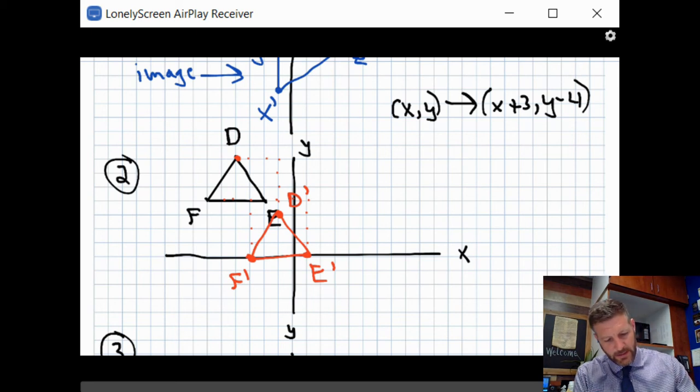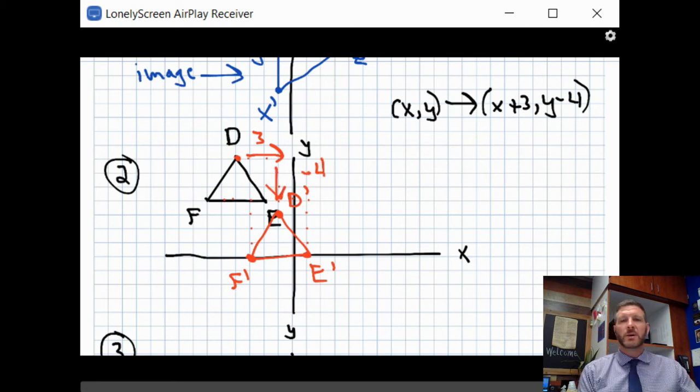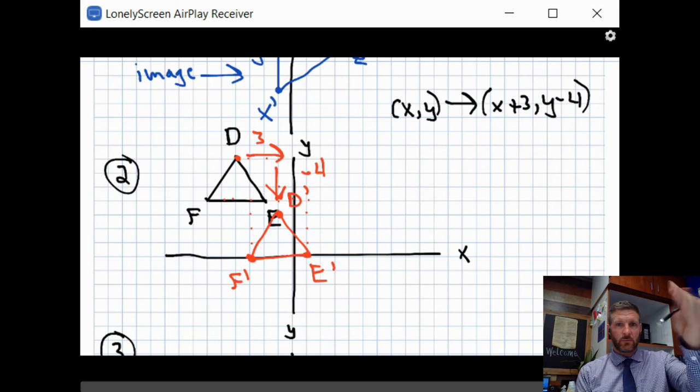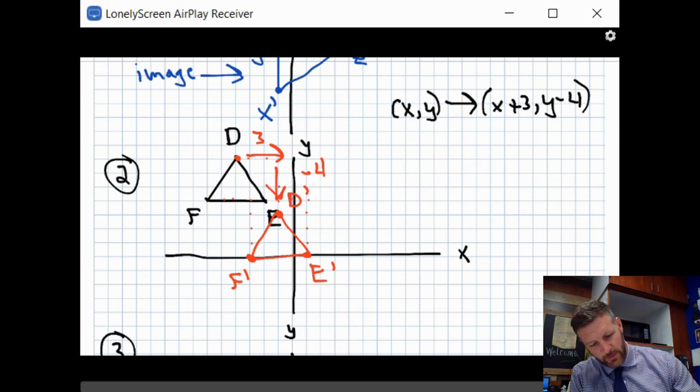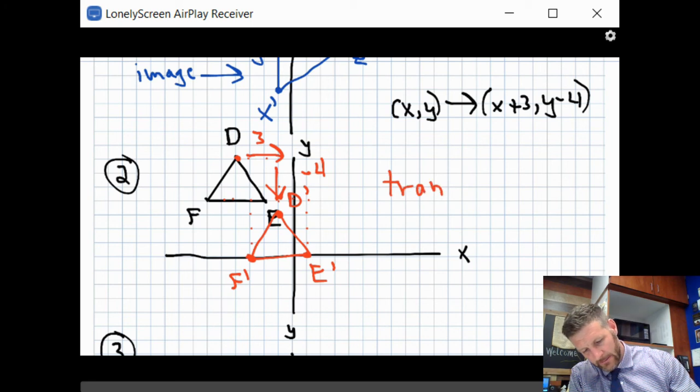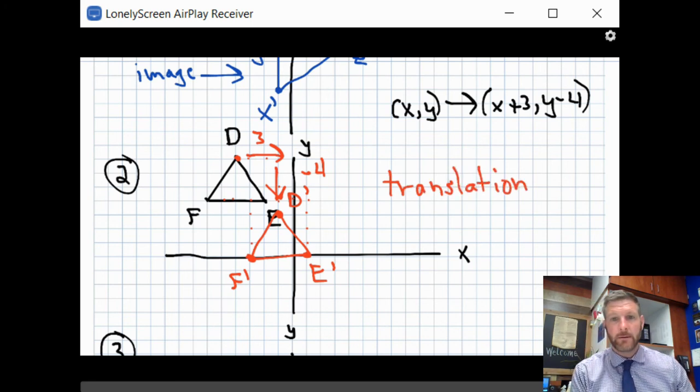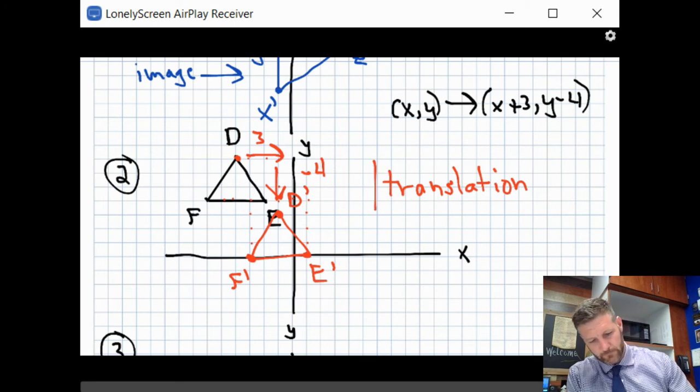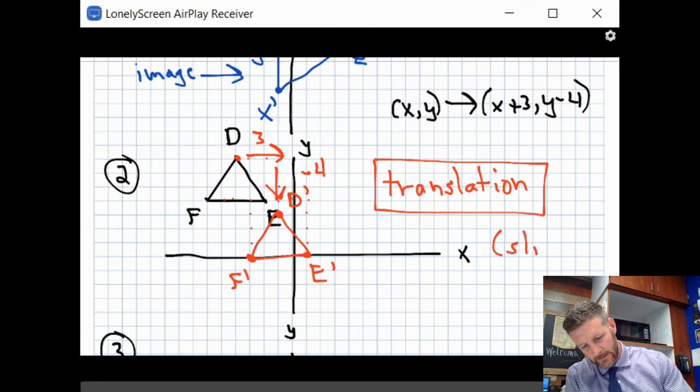And so you can see it was basically a shift 3 to the right and a shift down 4. So it didn't rotate, it didn't reflect or flip. This was what we would call a translation or a slide. Also known as a slide.